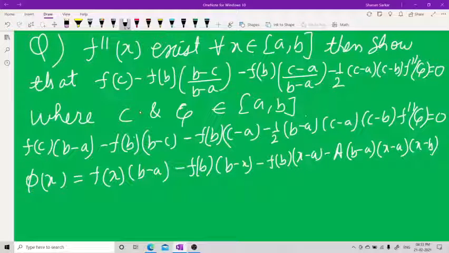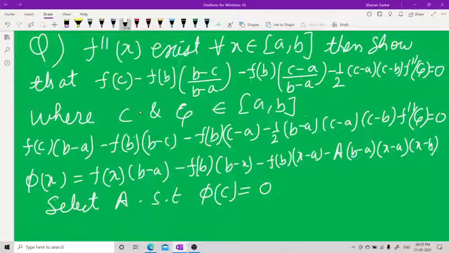Now phi x, if this function is such a manner, between a and c, between the interval, this constant a is such that we select A such that phi of C is always 0.